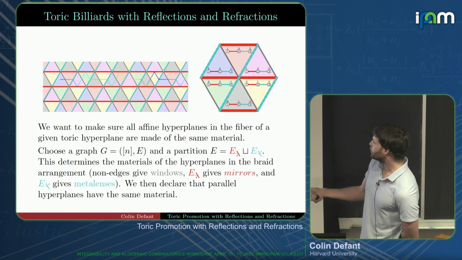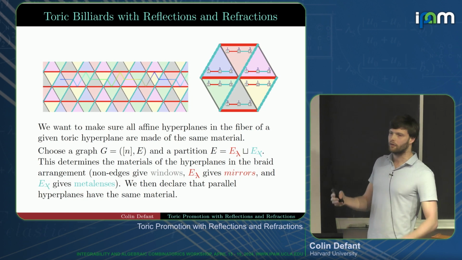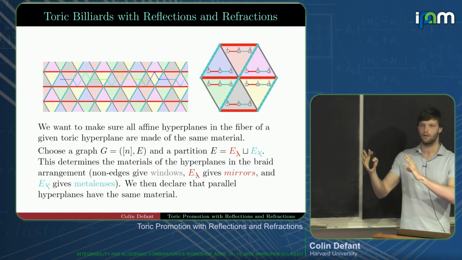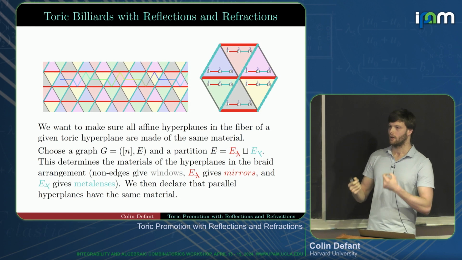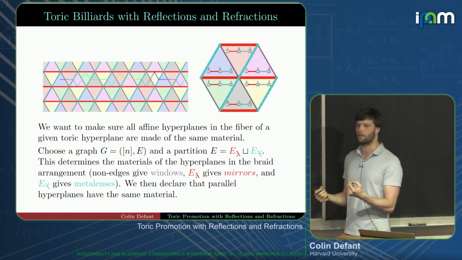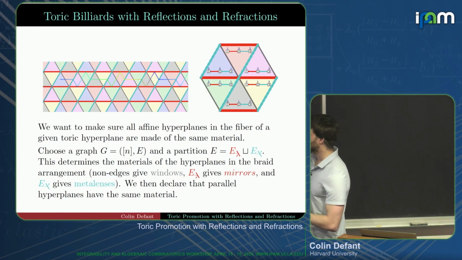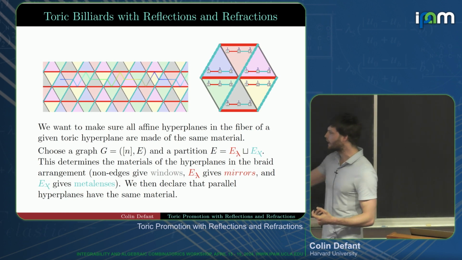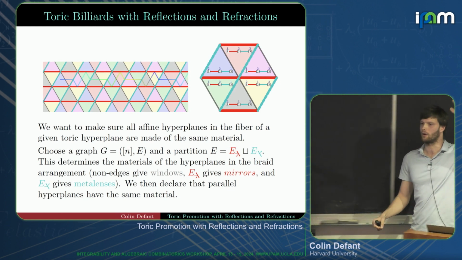So this will determine the materials of my hyperplanes, because every hyperplane is parallel to exactly one hyperplane in the finite braid arrangement. And the hyperplanes in the finite braid arrangement are of the form x_i equals x_j for some numbers i and j between 1 and n. So what I do is I say, well, if i and j are not adjacent in this graph, then I just make the corresponding hyperplane a window.